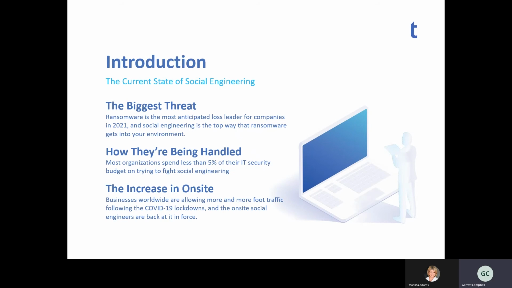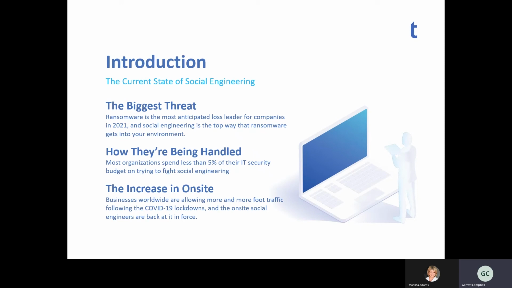So the biggest threat associated with social engineering today is ransomware. Currently, it is the most anticipated loss leader for companies in 2021. Social engineering and phishing are the top ways that ransomware gets into a corporate environment. Organizations fight those problems first and as best as they can. Unpatched software and password guessing are the number 2 and 3 causes with a lot of ransomware. But number 1 is definitely social engineering and phishing. This is becoming one of the biggest threats out there.